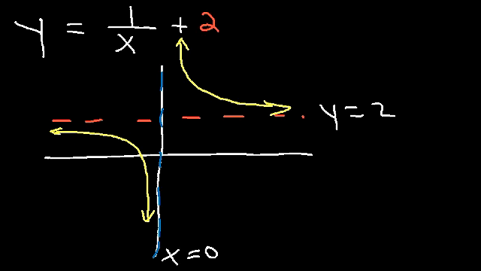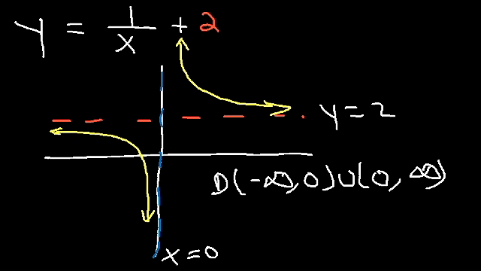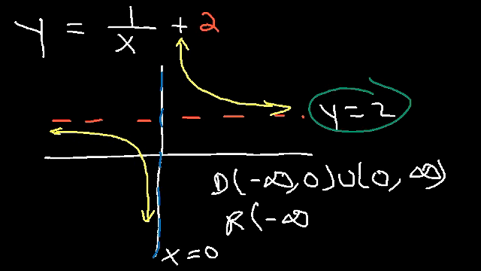So to write the domain of the function, once again, we just need to remove the vertical asymptote. And to write the range, we need to take out the horizontal asymptote. So it's going to be from negative infinity to 2, union 2 to infinity. So now what if we have a combination of transformations and reflections?